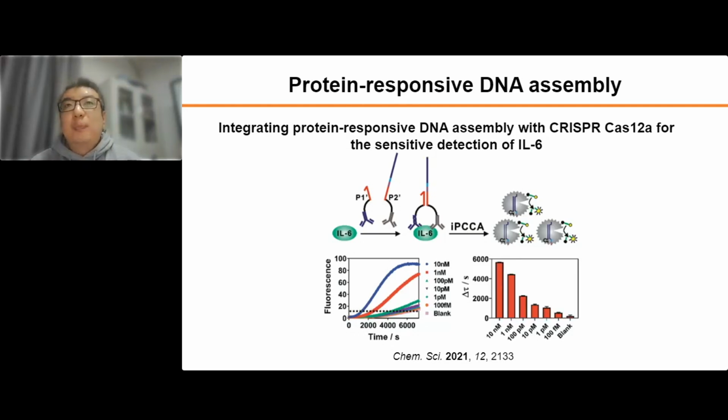And we can do a primer extension to generate double-strand DNA or single-strand DNA that can be recognized by the crRNA and Cas12a complexes, and trigger trans-cleavage activities. And this can push the detection limit for proteins to the femtomolar level.